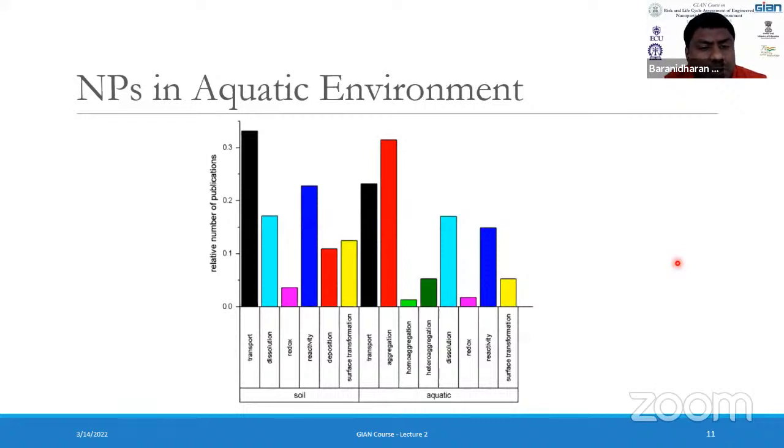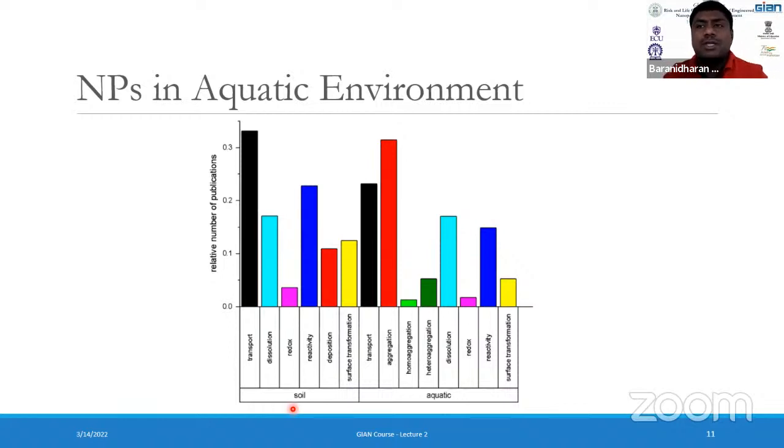With respect to soil and the aquatic environment, a number of researchers have looked at the fate of nanoparticles as a problem. One such thing is the transport mechanism in soil. How do these nanoparticles get transported within the soil, and then dissolution of these nanoparticles? How do they release ions and dissolve into the soil, and then uptake of these metal ions by the roots of plants is a million-dollar question. And redox and reactivity potential of these nanoparticles.